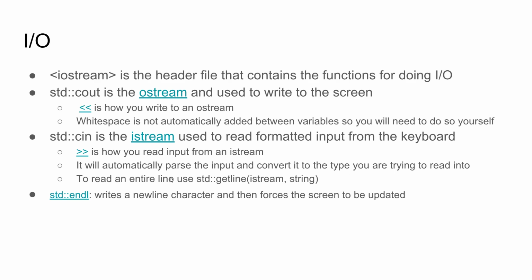If you want to read an entire line, you do std::getline. You pass it in an istream. An istream is a generalization of an input, of which cin is one. So you could put std::cin right here, and you'd read that entire line into the string, and you'd be good to go. You could then parse it later on, which we'll probably get to in a little bit.